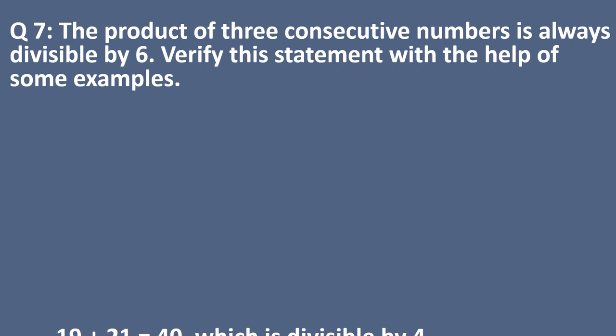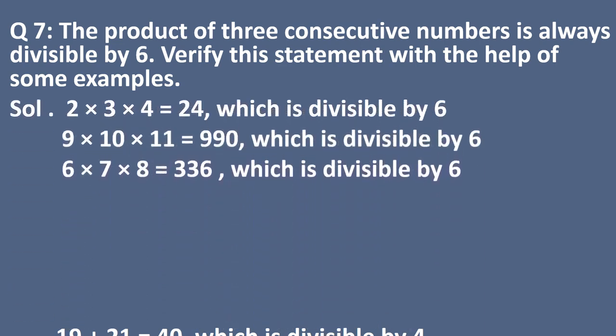2 multiplied by 3 multiplied by 4 equal to 24, which is divisible by 6. These are three consecutive numbers. In the same way, 9 multiplied by 10 multiplied by 11 is 990. You can check, it is divisible by 6 also. 6 multiplied by 7 multiplied by 8 is 336. It is also divisible by 6. Hence it is verified that the product of three consecutive numbers is always divisible by 6.